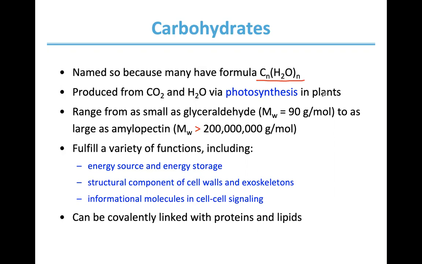I guess the textbook gives you a number of 100 billion metric tons of carbon dioxide that is converted into cellulose through photosynthesis. So remember, carbohydrates in general, most of them will be formed through photosynthesis, and there is light.